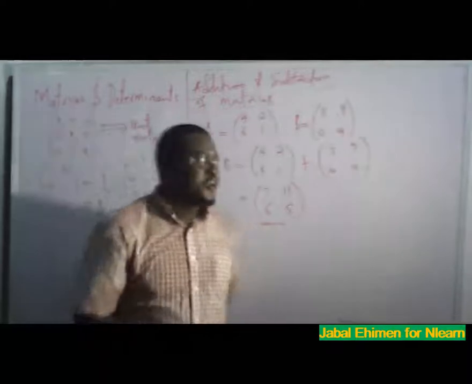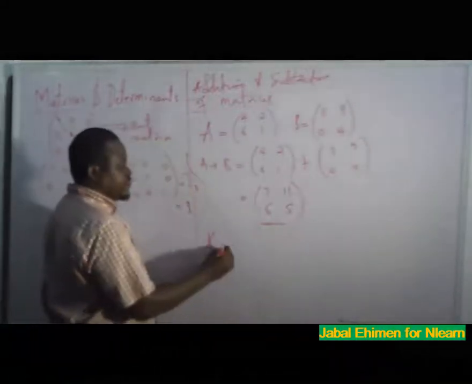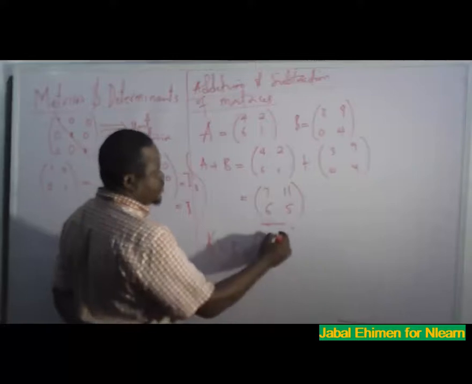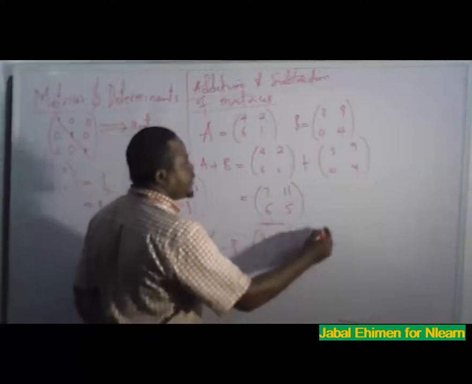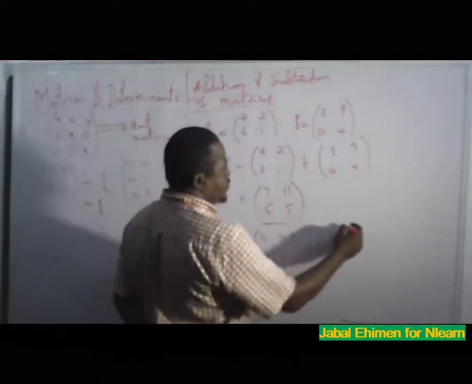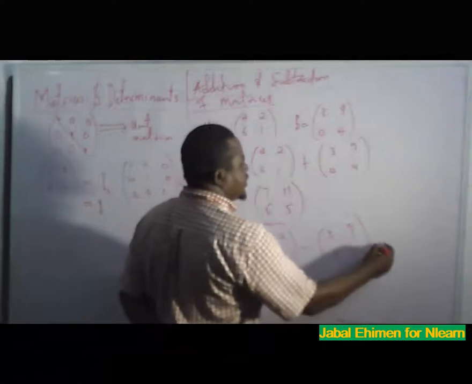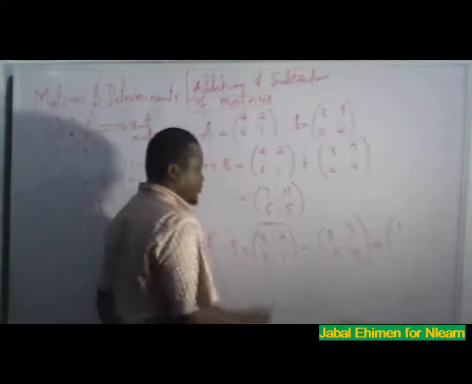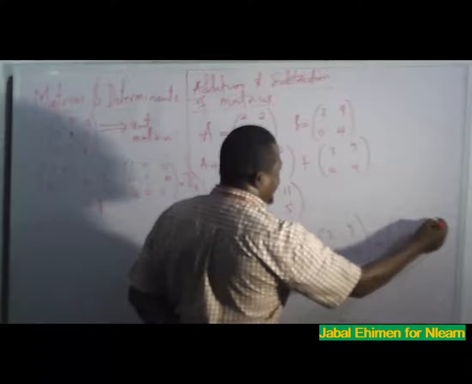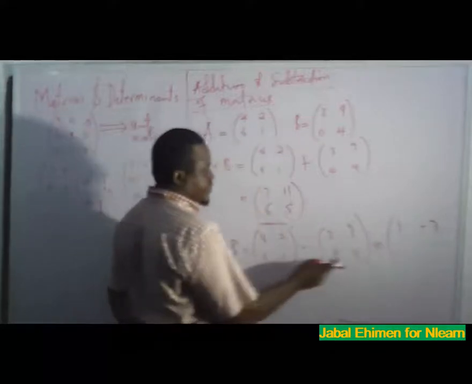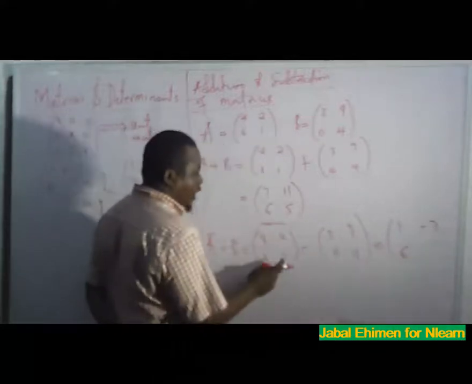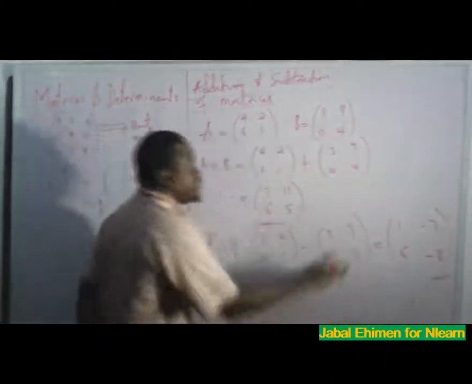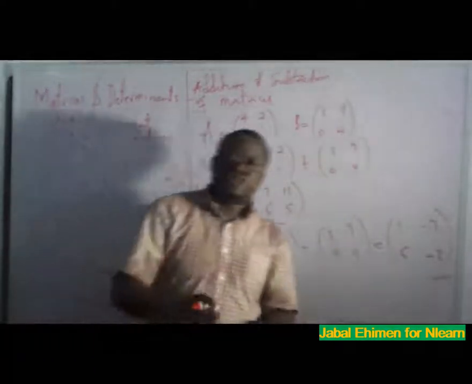That's the matrix. But what about a situation where it is A minus B? A minus B becomes 4, 2, 6, 1 minus 3, 9, 0, 4. That gives me 4 minus 3 is 1, 2 minus 9 is minus 7, 6 minus 0 is 6, and 1 minus 4 is minus 3. So you can have this as addition and subtraction of matrices.